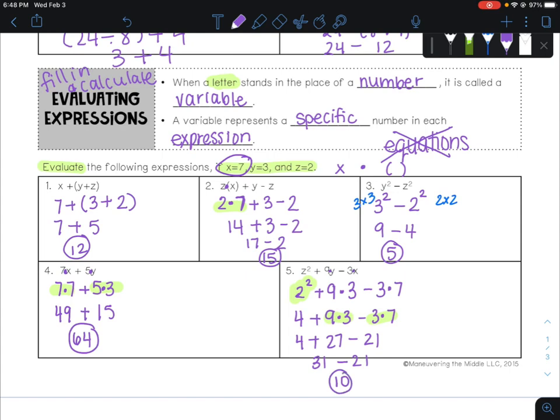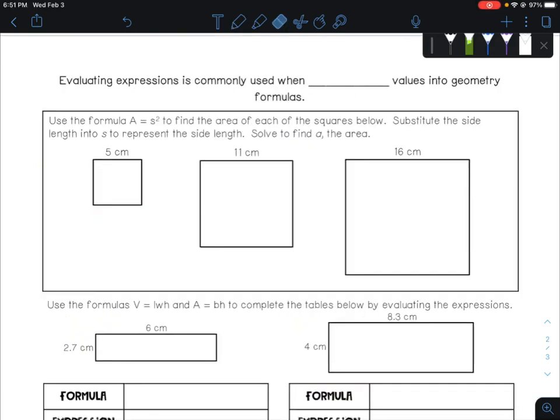So quick recap on that part. Variable next to number means multiplication. Do not forget that. That is the big idea here in questions 4 and 5. For some context, evaluating expressions is usually used when substituting values into geometry formulas. For example, one that you might know right away, area equals length times width.